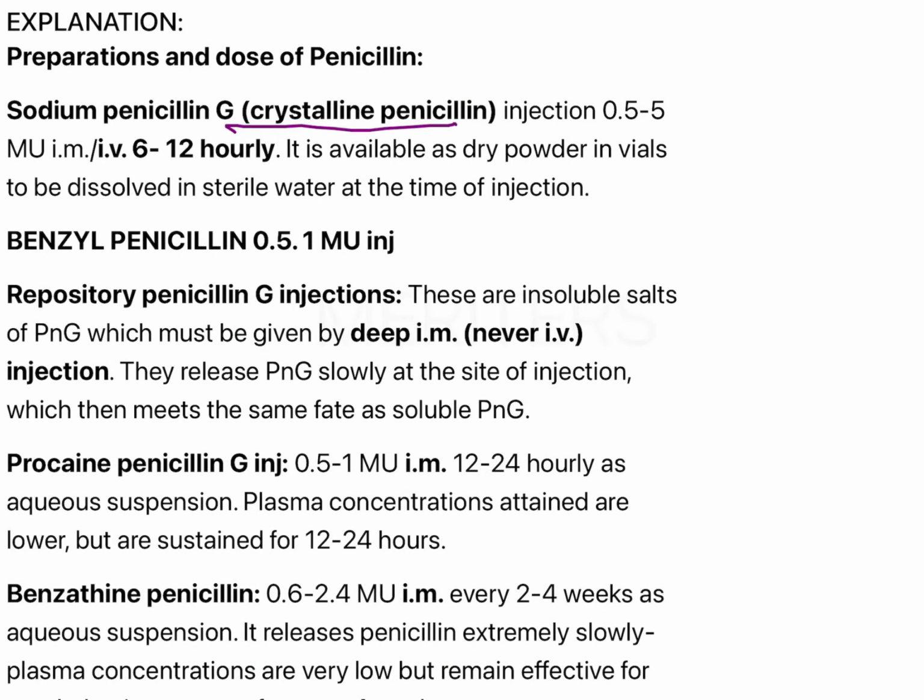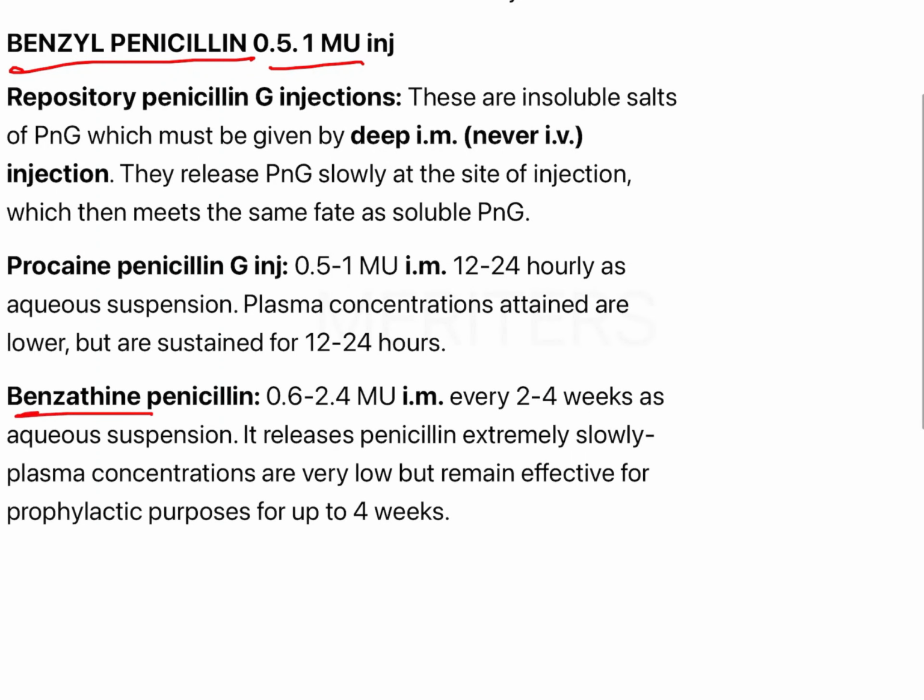So we come to the doses. For crystalline penicillin, you have to know the dosage. It is given 0.5 to 5 million units IV or IM. Just know the dosage, that is important. Basically, most of the penicillins you will have 0.5 to 1 million units. Only for benzathine penicillin, we have 0.6 to 2.4 million units, and it has a longer half-life. It is given every 2 to 4 weeks as an aqueous suspension, effective for almost 4 weeks. The rest you can give once a day, like 24 hourly.